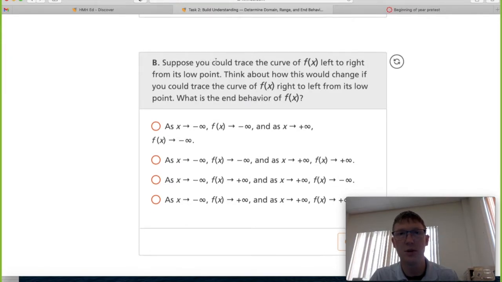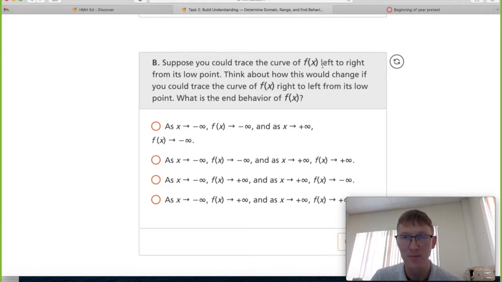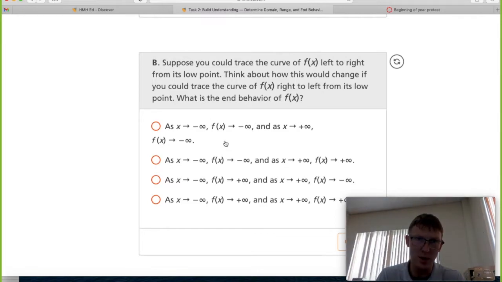Now, this is end behavior right here. Suppose you could trace the curve of f of x left to right from its low point. Think about how this would change if you could trace the curve of f of x right to left from its low point. What is the end behavior of f of x? I don't know, that's a really weird way of writing that, but whatever.